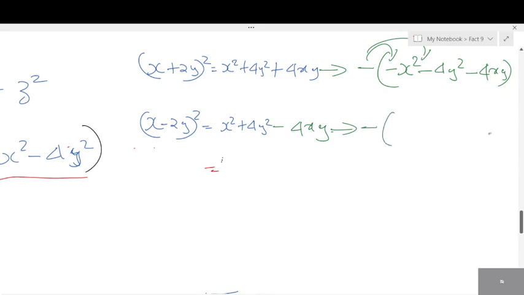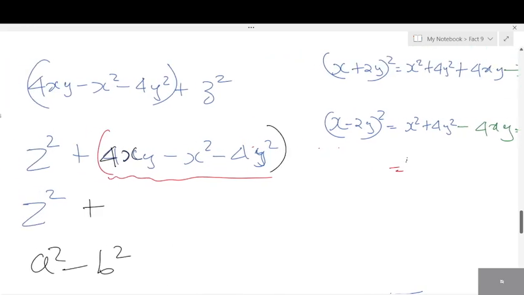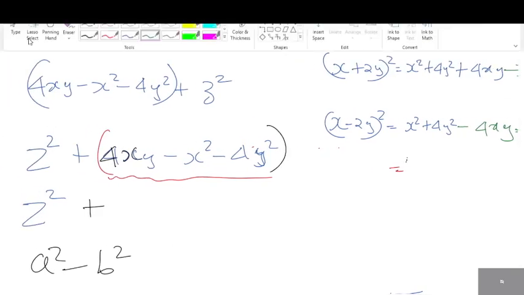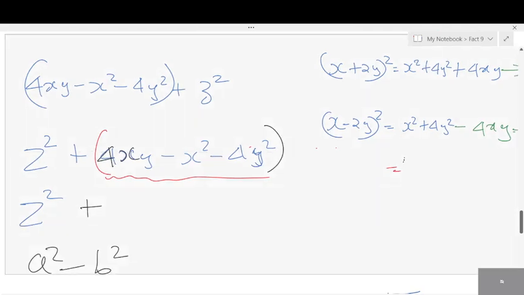Tell me for this, students. Let me take minus outside. X square becomes minus x square, plus 4y square becomes, then minus 4xy becomes. So which of these two equations are similar to this question? The first one or second one? Which one? The first or?